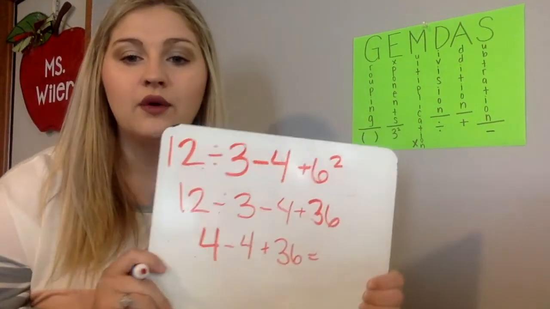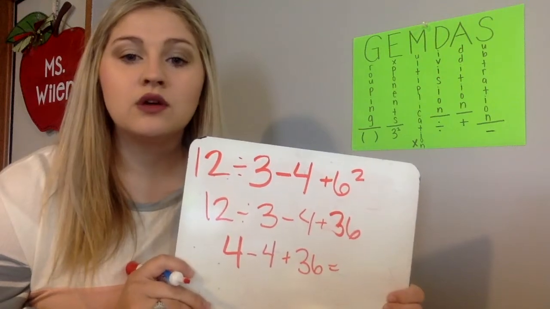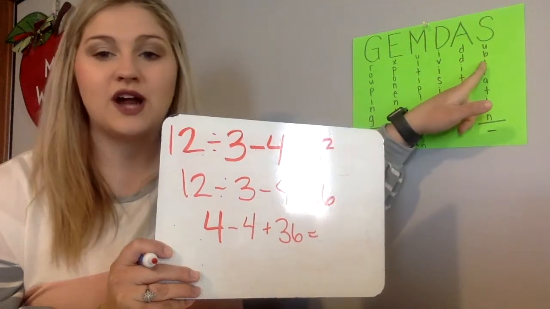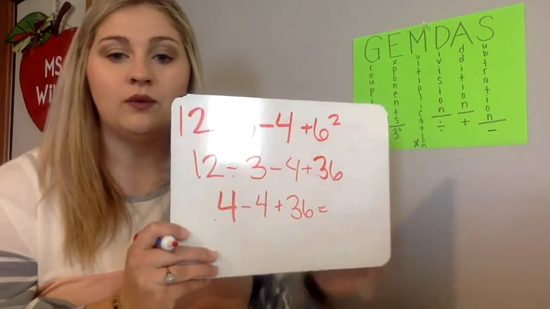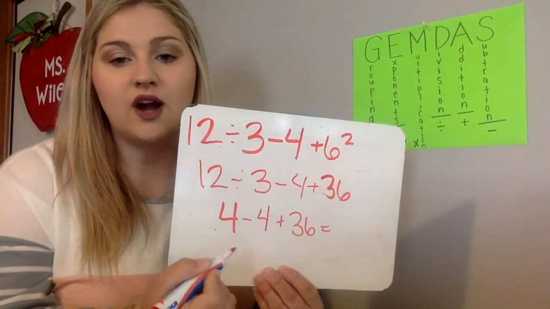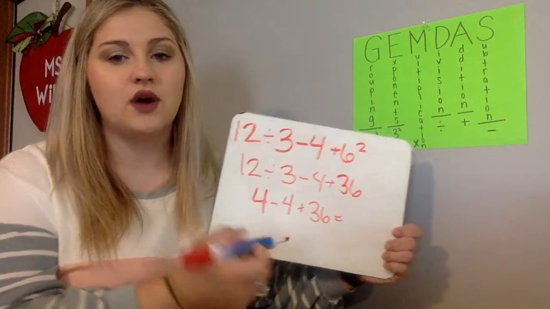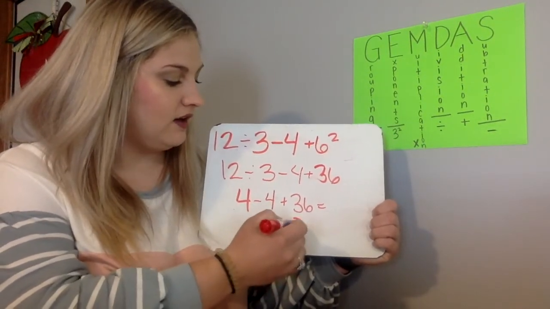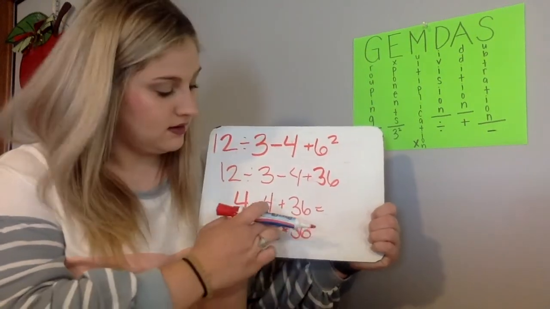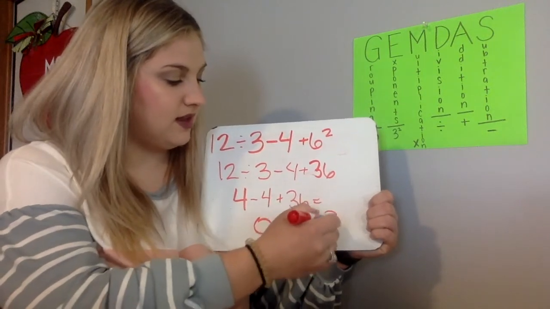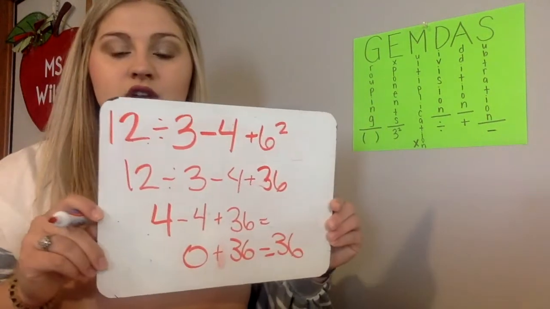All right, so now we just need to solve. We know that whether addition or subtraction, we need to solve for whichever one comes first. So since our subtraction comes first, then we just need to answer that one for now. So 4 minus 4 would just be 0, and then we need to add 36 to 0. So it would just be 36. So that's the answer to our practice problem.